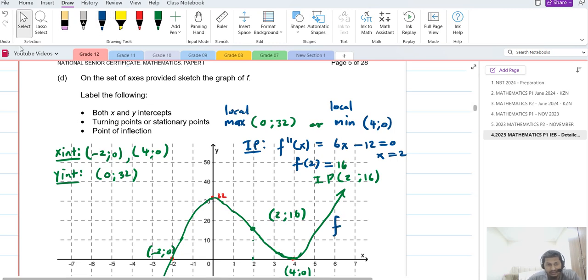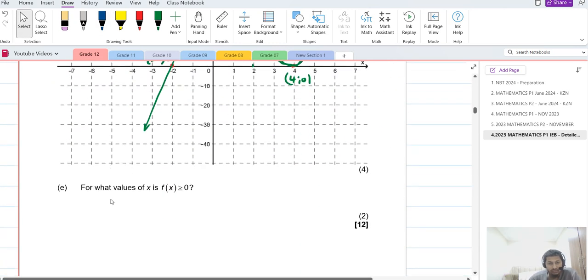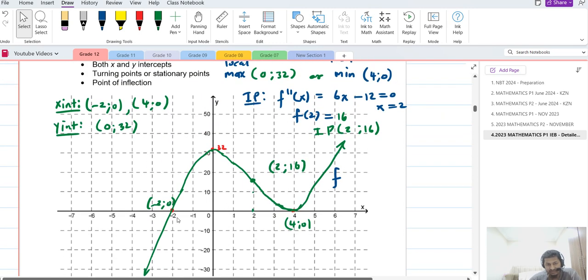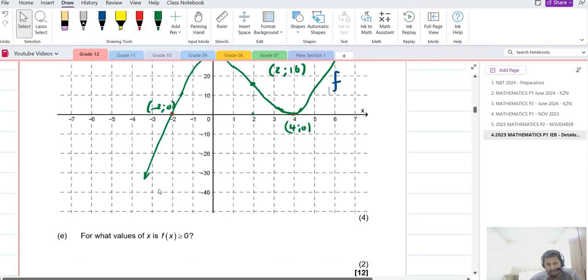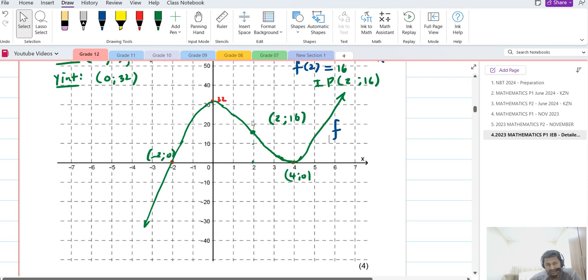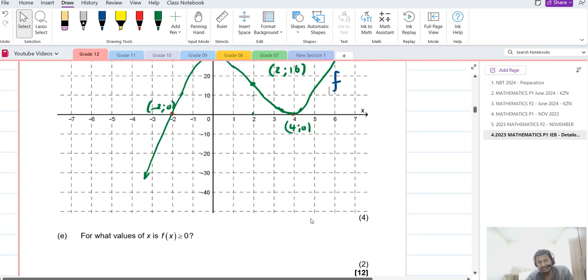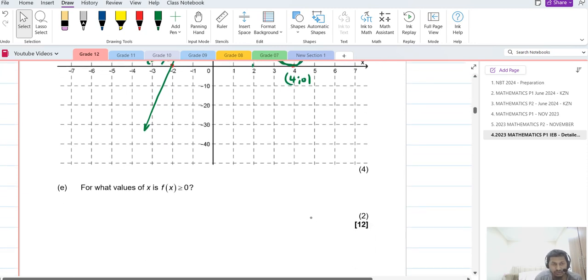Alright, moving on. For what values of x is f of x greater than or equal to 0? Greater than or equal to 0 means it's above the x-axis, so the graph is above the x-axis after -2, above and equal to 0. So after -2, the entire graph is just above the x-axis, so x is greater than or equal to -2.